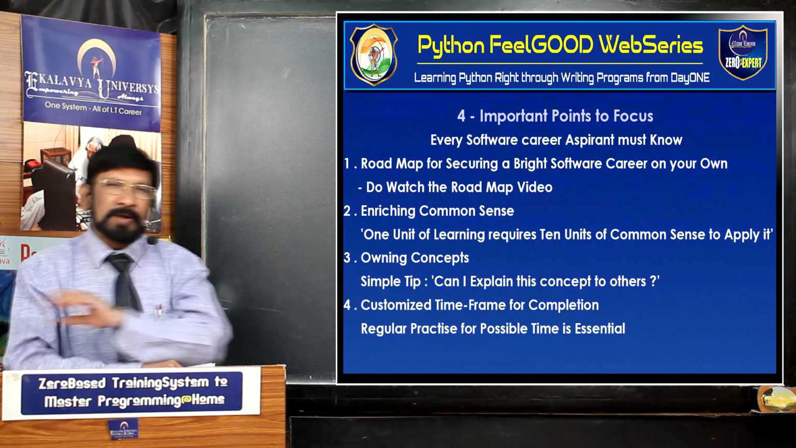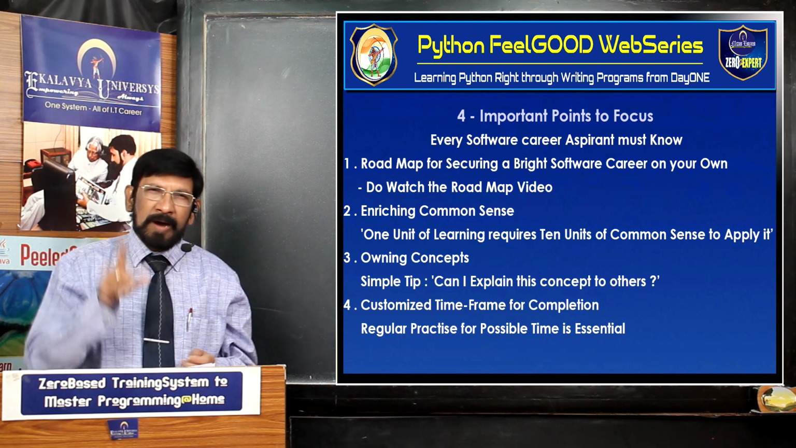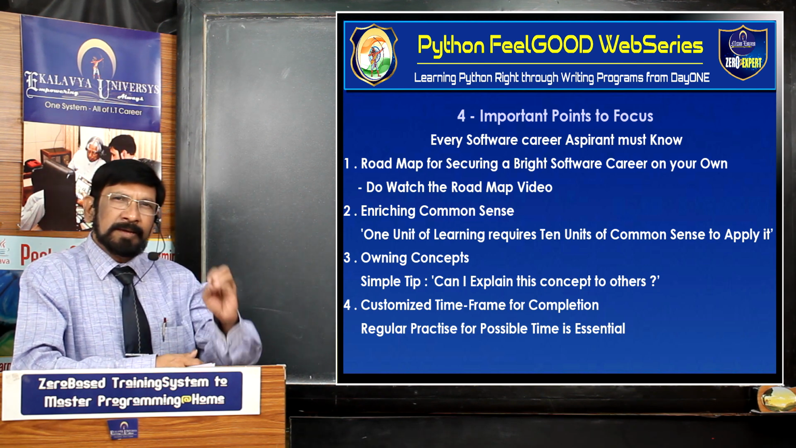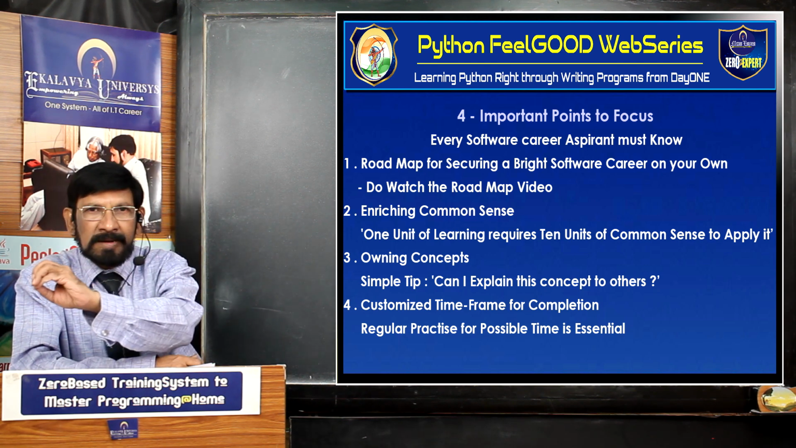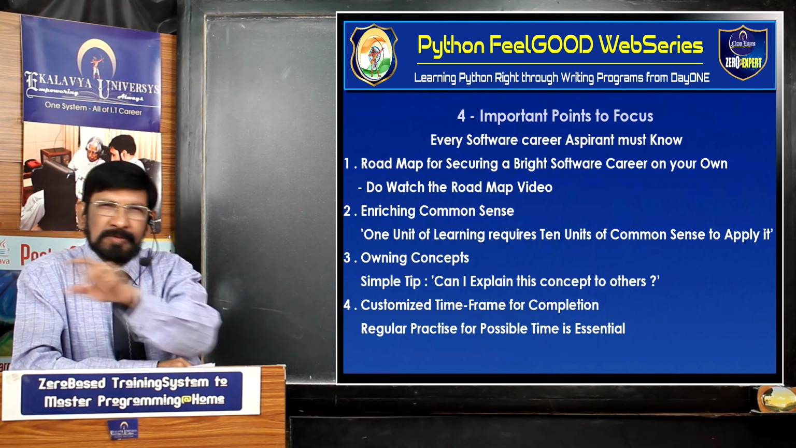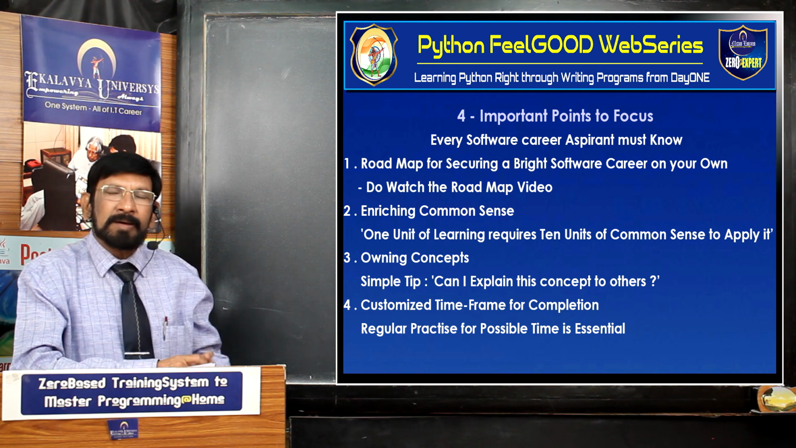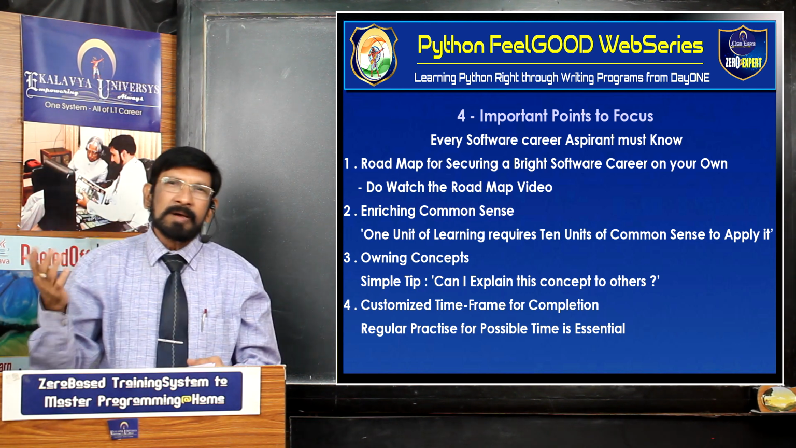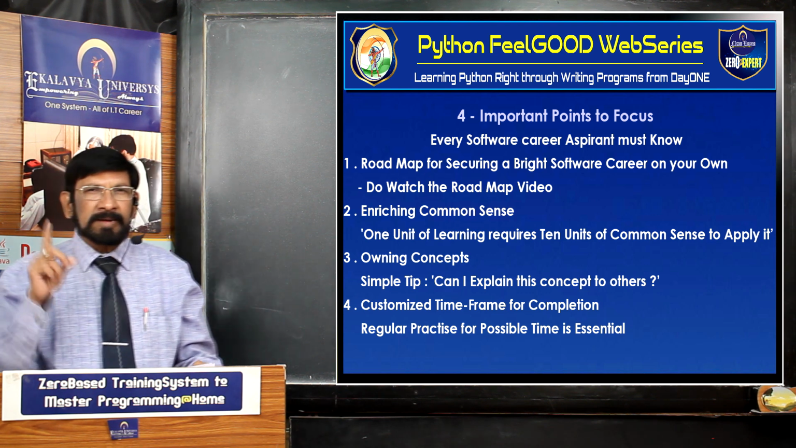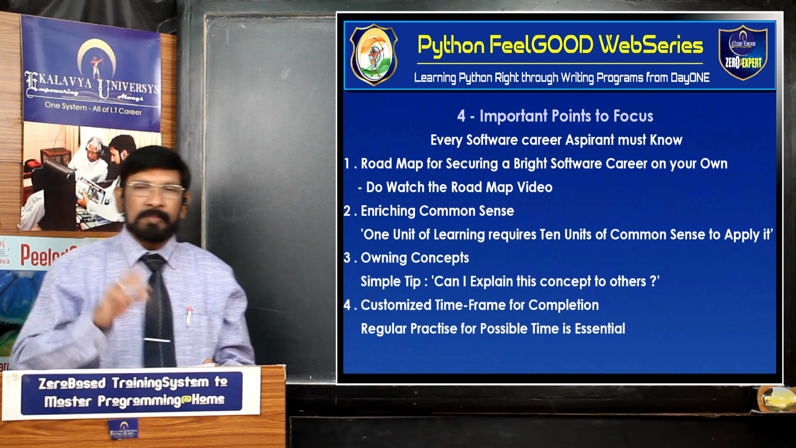In English, one quotation is there: 1 unit of learning requires 10 units of common sense to apply that. That means if you don't have common sense, you mechanically do something, but you cannot do it proficiently. That's why 1 unit of learning requires 10 units of common sense to apply that point.